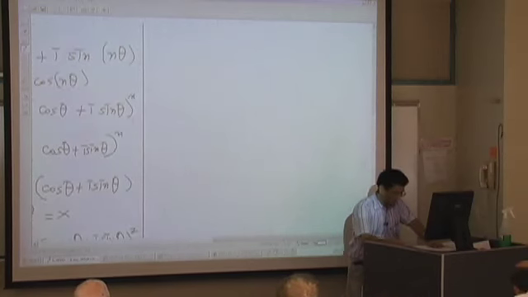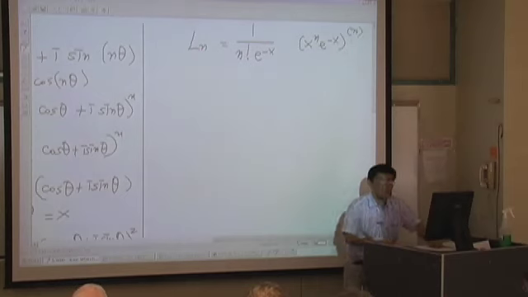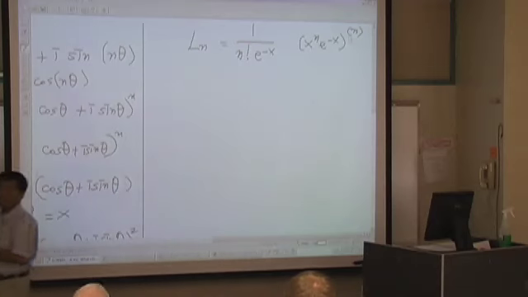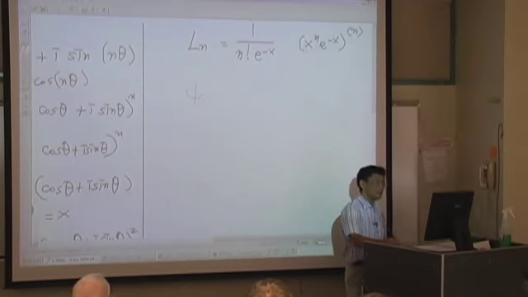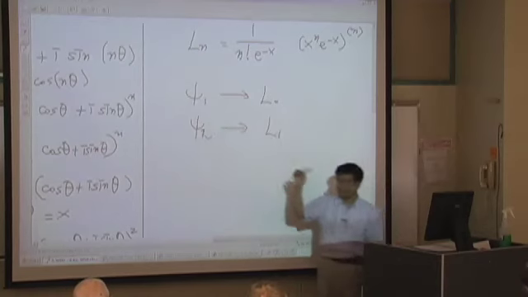So Laguerre polynomial has a generating function called Ln. Ln looks a little bit strange. It is 1 over n factorial, e to the power of minus x, and then differentiating x to the power of n e to the power of minus x, n times. This is the Laguerre polynomial, and the relation is similar. Psi 1 can be generated by L0, psi 2 can be generated by L1, and so on, right?